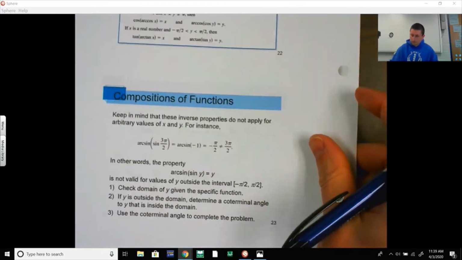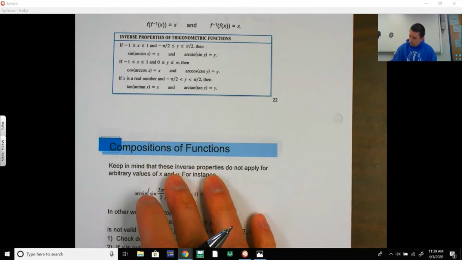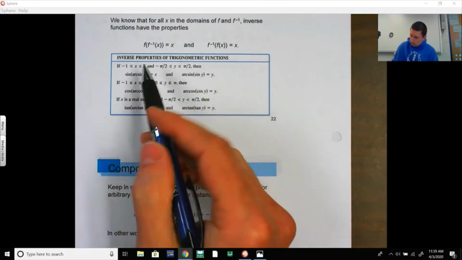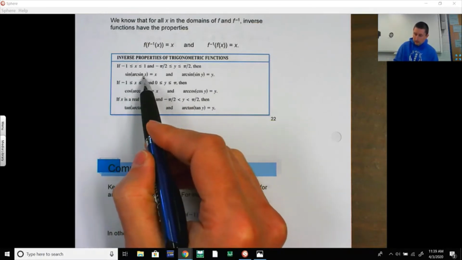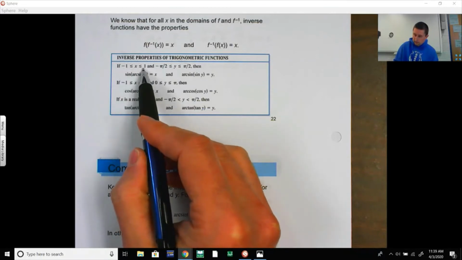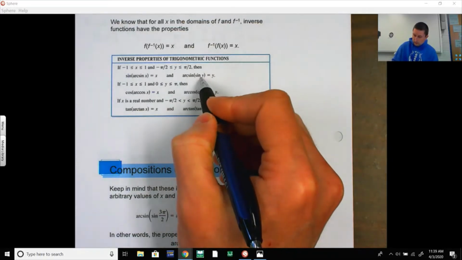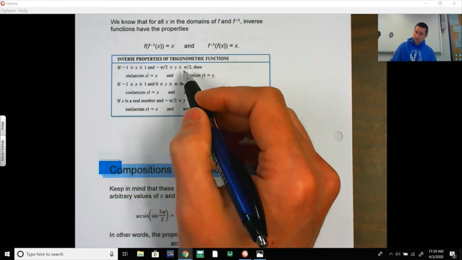Okay, composition of functions. They are doing sines and arcsines. And this table right here tells you, okay, if I want the sine of an arcsine, it's going to be whatever you have as long as x is between -1 and 1. And if you do the arcsine of a sine, it's going to be whatever number you have there as long as y is between -pi over 2 and pi over 2, which are the range values.